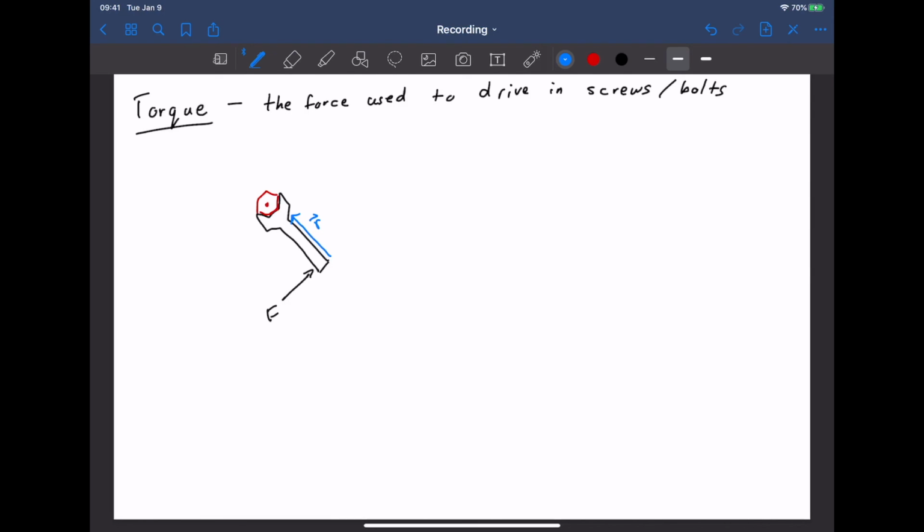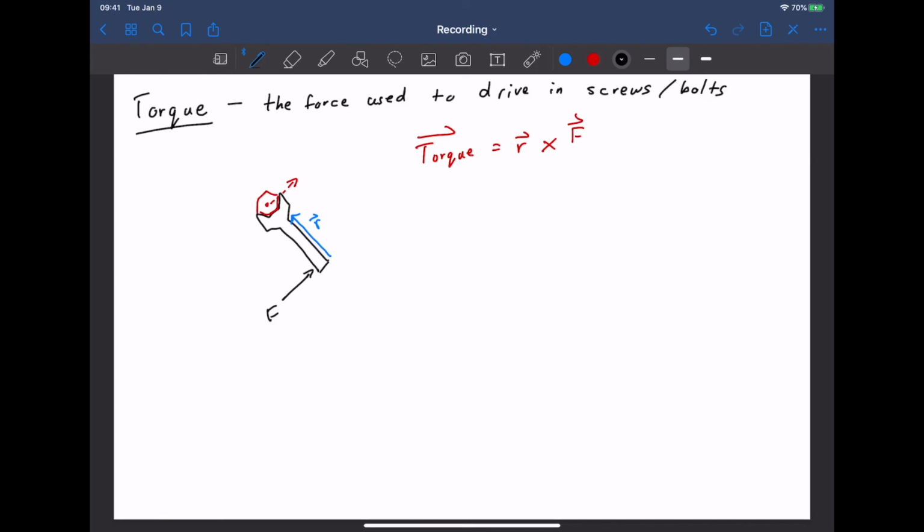And how does that drive the bolt in? It would drive the bolt in along a perpendicular direction. So that would actually drive my bolt into the screen, because my torque is a vector, and it's the radius vector cross product with the force vector. And if you follow the right hand rule, it should go into the page.